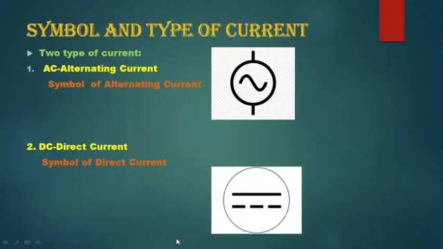Now we have two types of current. First is alternating current and second is direct current. Alternating current is the AC and the symbol is shown on this slide, and the second one is your direct current, which is DC, and the symbol is shown in the slide. Alternating current is the one that you are getting in your electricity from the poles, and direct current is the one that we have from the batteries and cells.